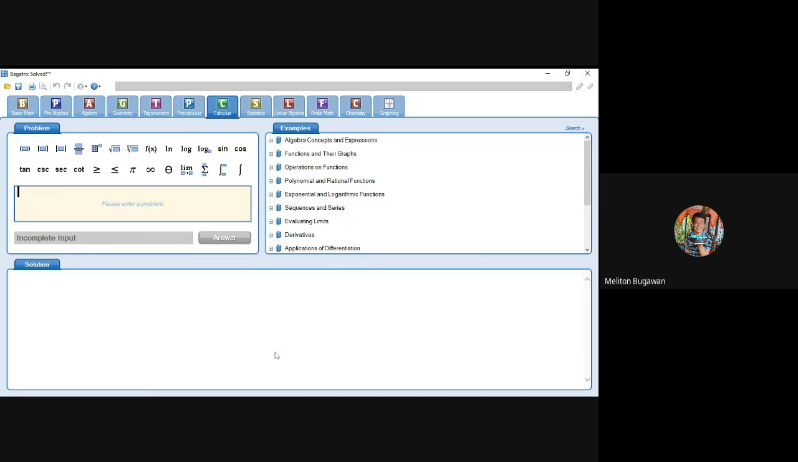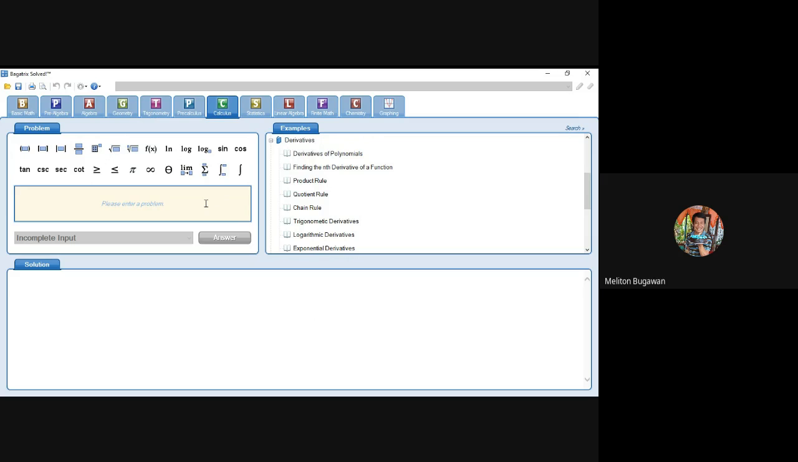This mathematics software will help you solve problems very well, and its feedback will automatically give you the particular concept in solving the problem as well as the solution. So let's begin. First, we're dealing with calculus. Let's click the calculus icon, then look for the derivatives and examples of derivatives. We have the product rule, the quotient rule.